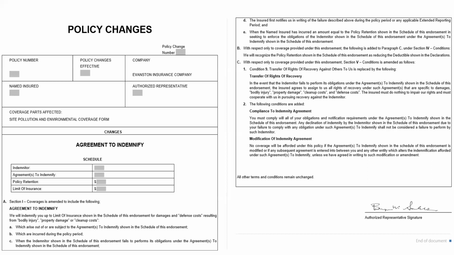And if we go to the right-hand side, just some basic requirements around notification, transfer of rights. Again, if this thing triggers, they may want to try to go back and see if they can recover, but they're going to pay you first and they'll come back. And then basically just simple things around, hey, we're going to assume everybody's complying with the indemnity agreement around just basics, and also that there's no modifications that are made to it after the underwriting. So again, a very simple, easy endorsement to manage counterparty credit risk. Next slide, please.